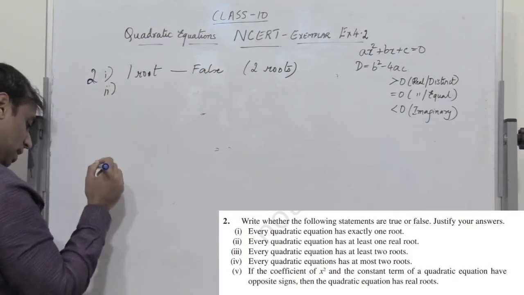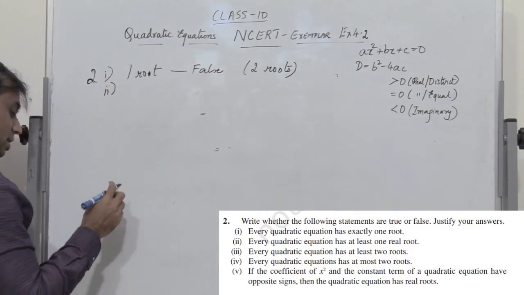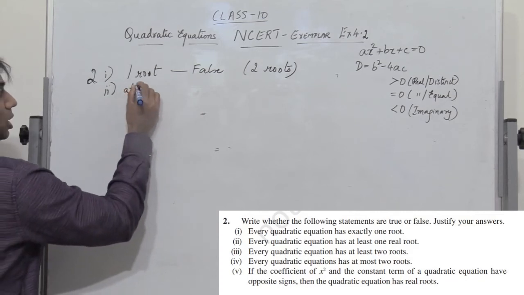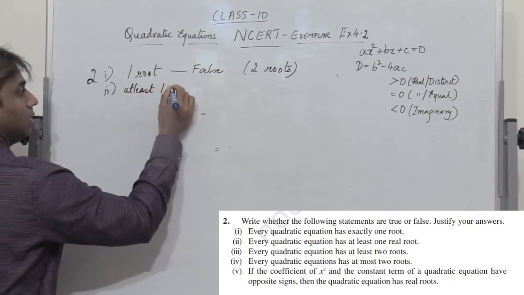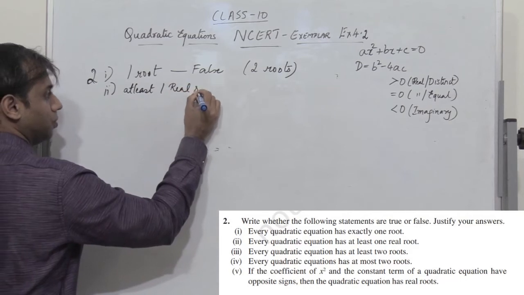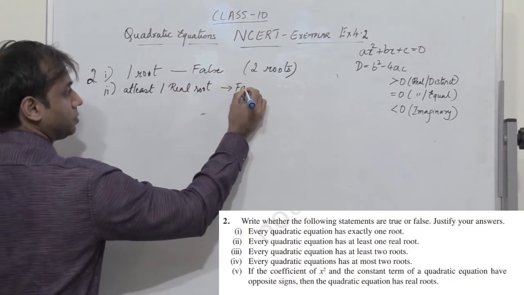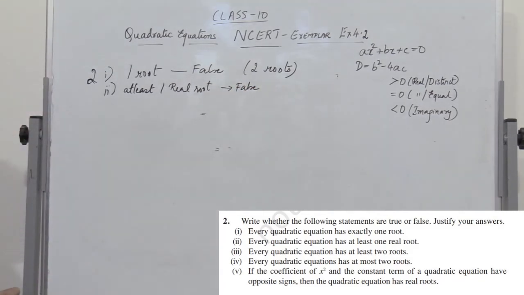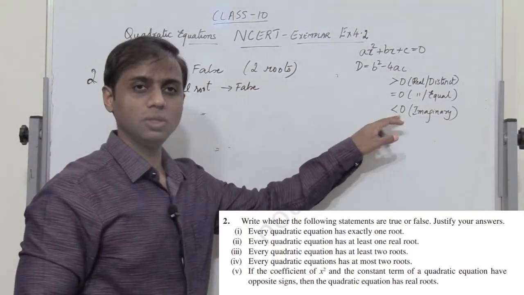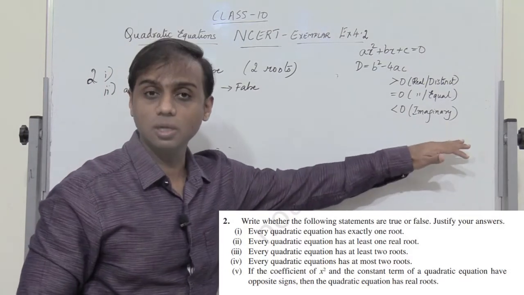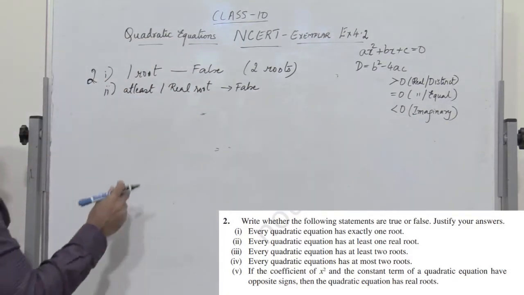The second one, every quadratic equation has at least one real root. So at least one real root. So this again is a false statement. Why? Because if the discriminant is less than 0, then the roots are imaginary. Both the roots are non-real. So this again is a false statement.